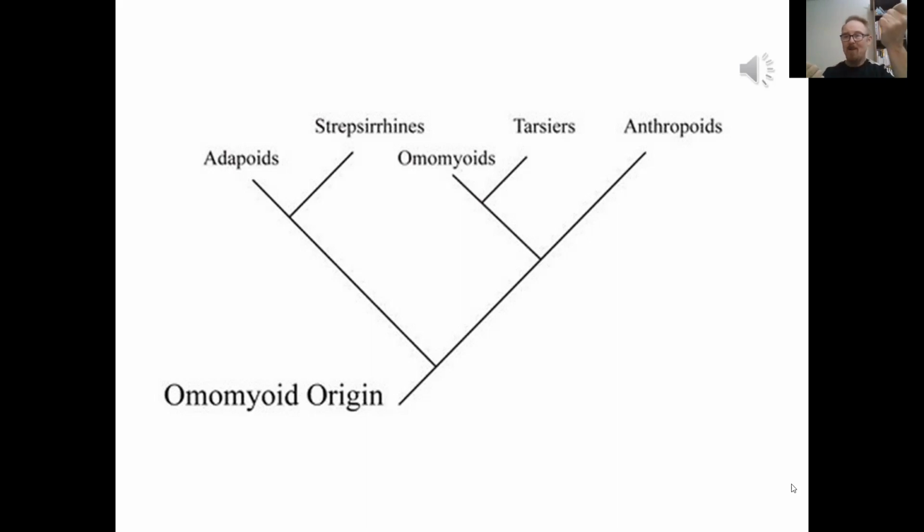And the Adapoids make their run, the true Adapoids, and then they go out of business. But before they go out of business, they produce tarsiers. And the tarsiers are there in the world today. Where their base split was to produce Omomyoids, and the tarsiers go in one direction. The other direction were anthropoids.